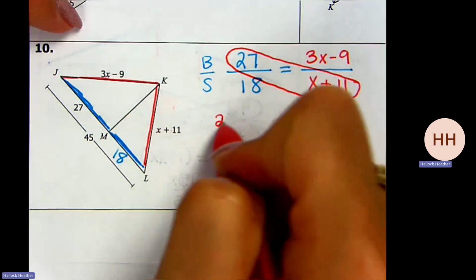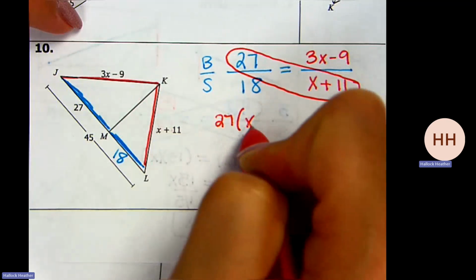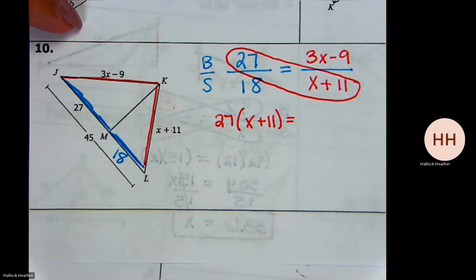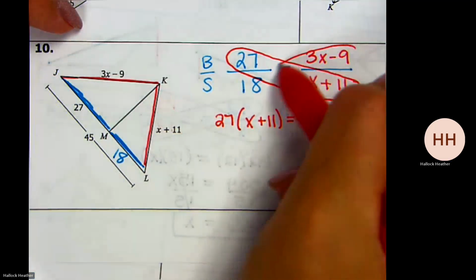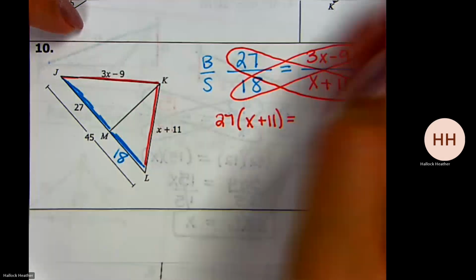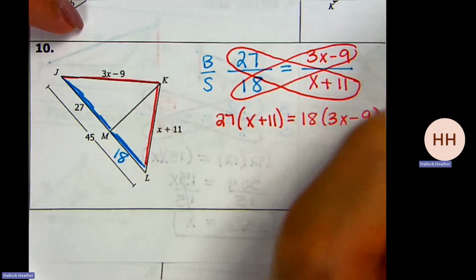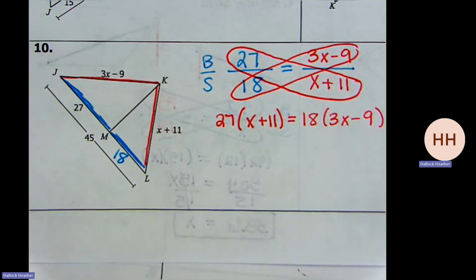So we're doing 27 multiplied by x plus 11. You will have to use the distributive property. And then we're going to go the opposite direction, butterfly. 18 times 3x minus 9. So take a second, try to distribute, see if you can solve this, and then we'll go over it in a second.